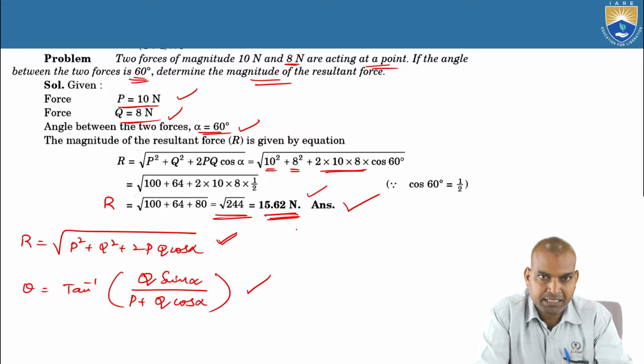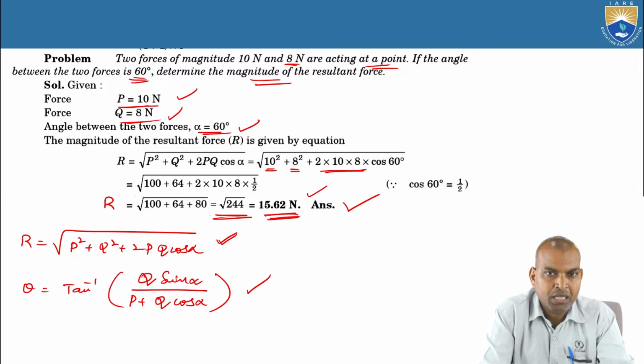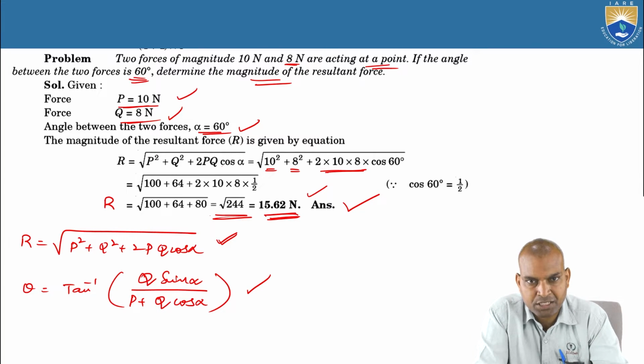When two forces of 10 newtons and 8 newtons are acting with an angle of 60 degrees between them, the resultant force replaces these two forces by a single force. That is, the resultant force is 15.62 newtons. And what is the direction of that resultant force? That is not asked here.